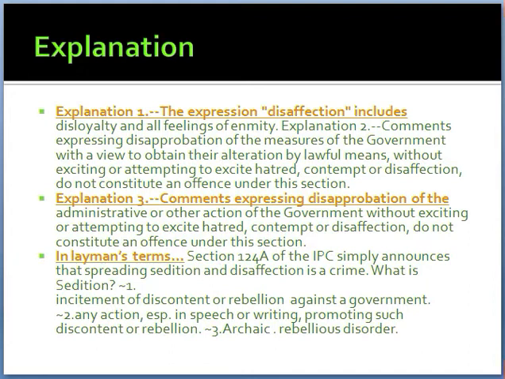So in layman's terms, Section 124A of the IPC, the Indian Penal Code, simply announces that spreading sedition and disaffection is a crime. What is sedition? One, incitement of discontent or rebellion against the government. Two, any action, especially in speech or writing, promoting such discontent or rebellion. Three, anarchic, rebellious disorder, anything rebellious or disorderly against the country. So terrorism is obviously a big part of it. And yes, we all know it's punishable, badly punishable.